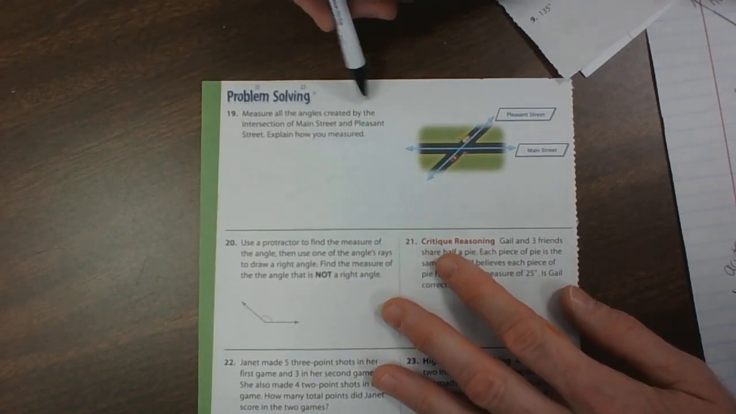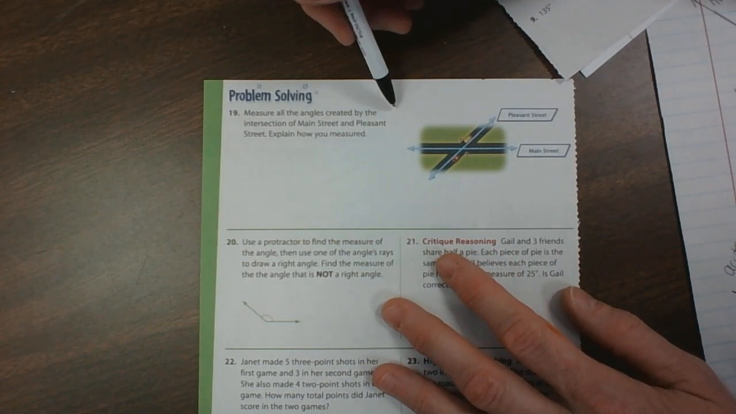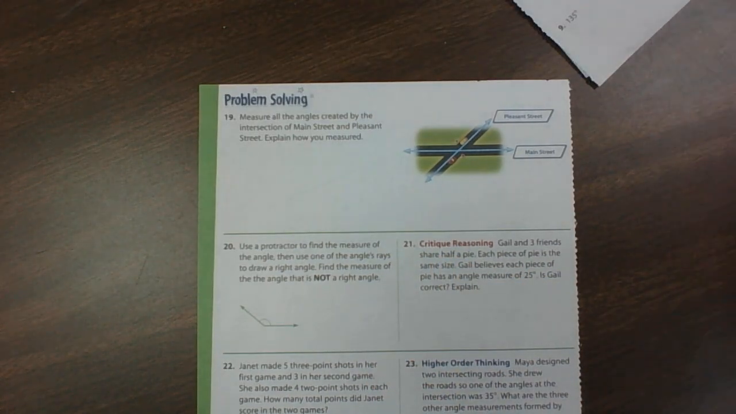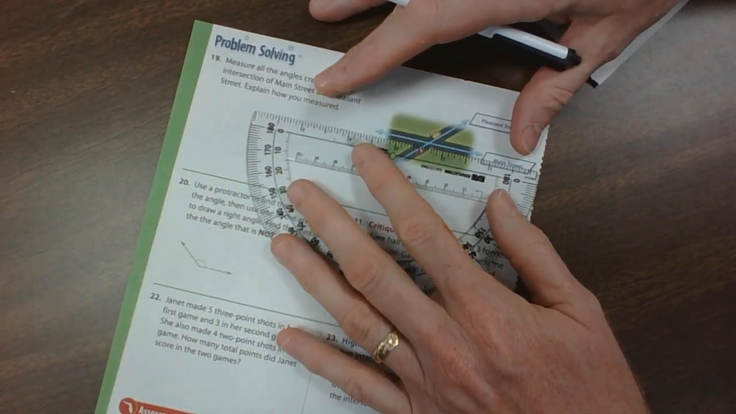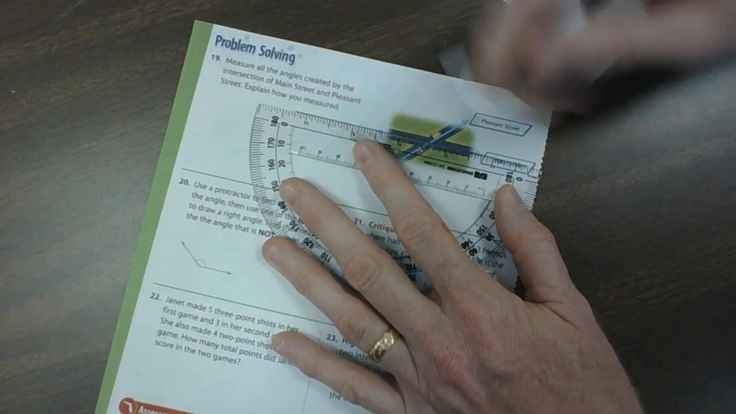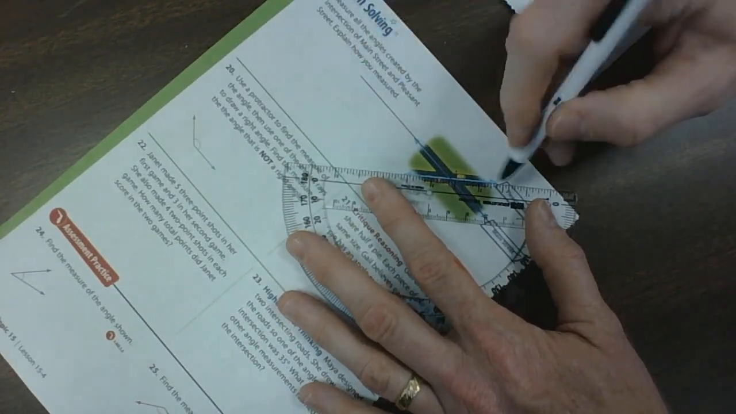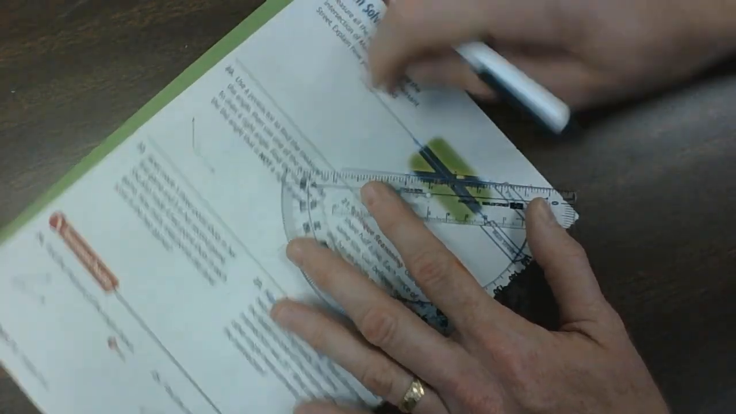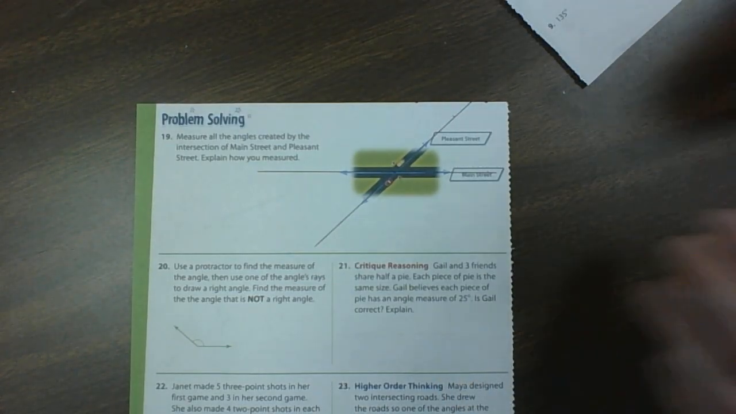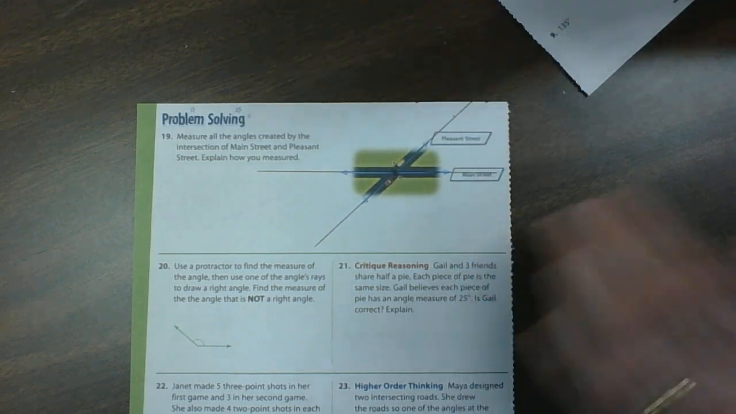Measure all the angles created by the intersection of Main Street and Pleasant Street. Explain how you measured. Okay. So when we look at these right here, one thing that I want you to do is increase each line. Make those lines bigger. Make both lines bigger. Okay. All right. So measure each one. Now the vertex is right there in the center.